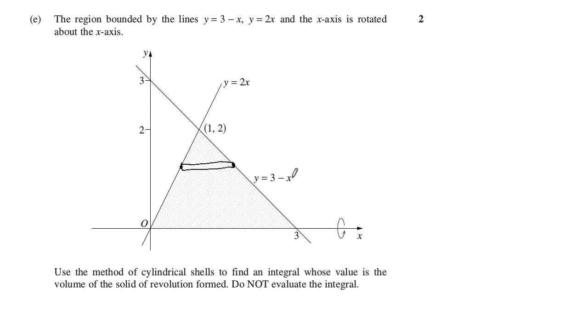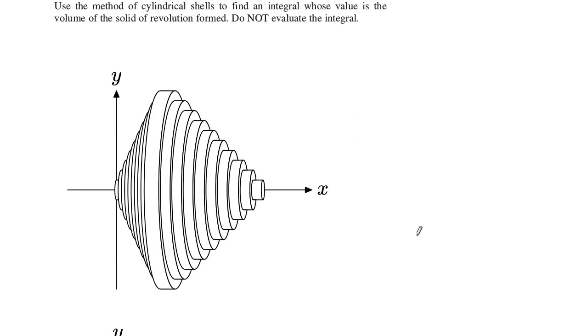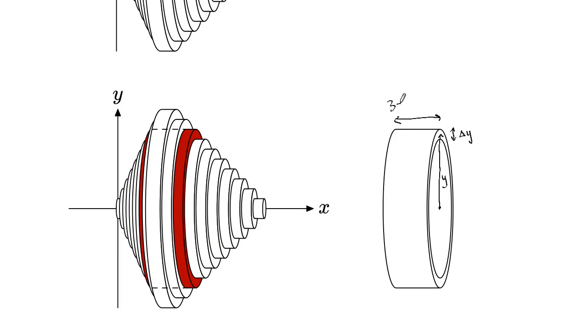So what we have to do is solve this for x. That gives x is 3 minus y. So that's that one. And this gives x is y on 2. So that's that x value there. So that distance will be the 3 minus y minus the y on 2. Which, if we simplify, makes 3 minus 3y over 2.